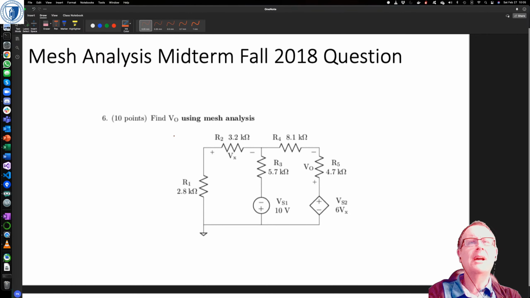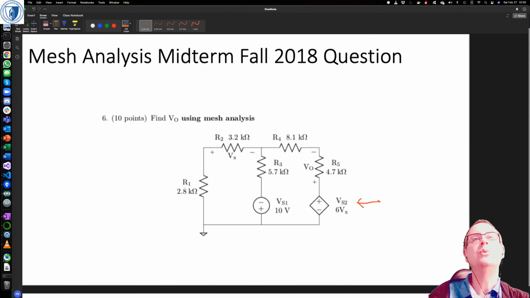The complicated thing about this one is that there is a dependent voltage source here, right? Vs2. Remember, that's not 6 volts. That's 6 times Vx, and Vx is defined up here.